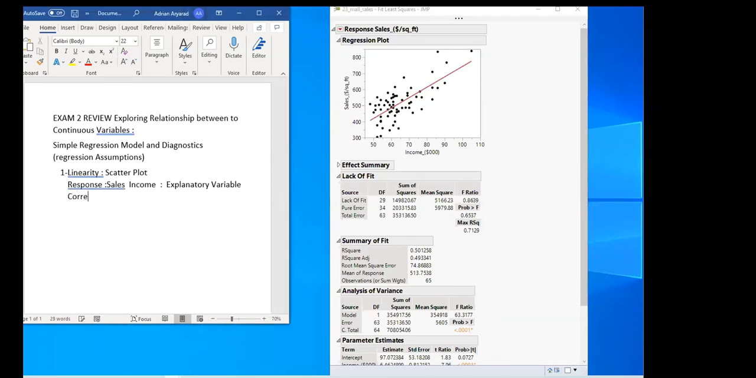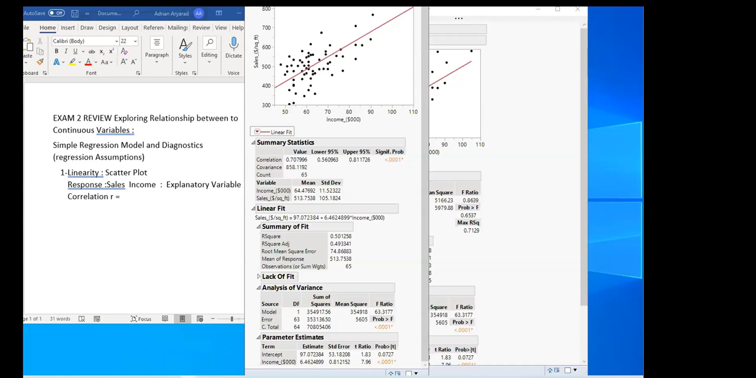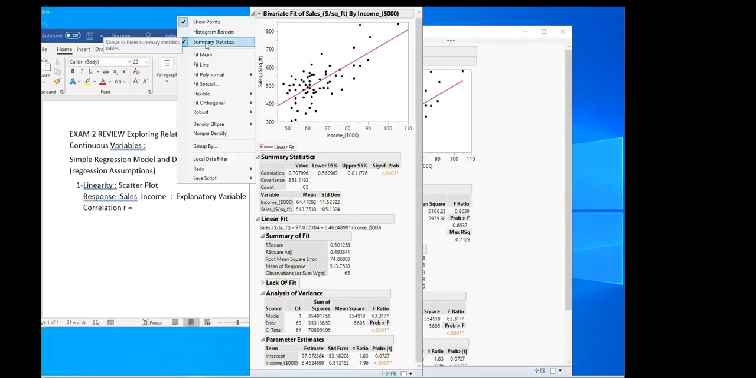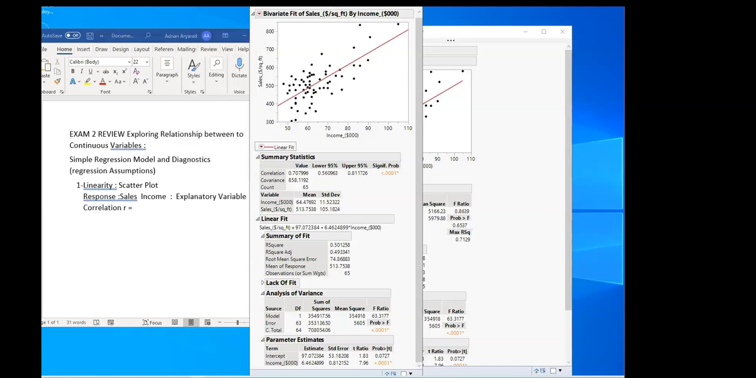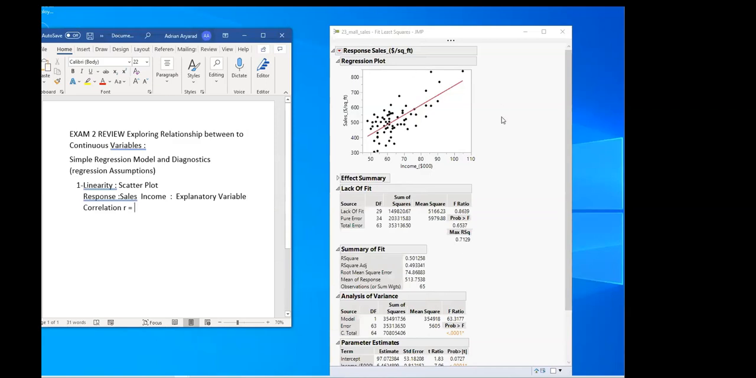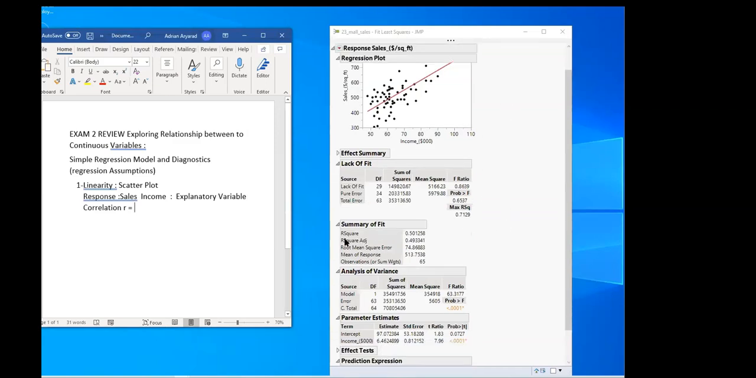So we report the correlation value, correlation R, small r equals. In the question, the system will ask you, what is the Pearson correlation R? I just showed you how to find it. On Fit Y by X, you click on that red triangle on the top, click on summary statistics. It's going to give you the R value. Same thing goes with Fit Model as well. Then you need to interpret it. It was 0.7, and that's a strong relation.